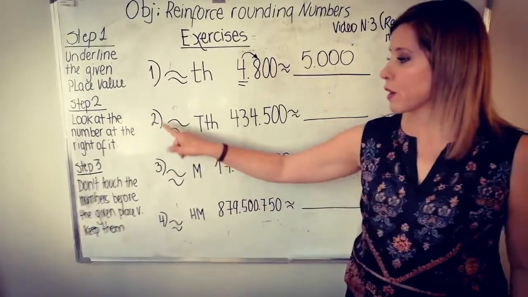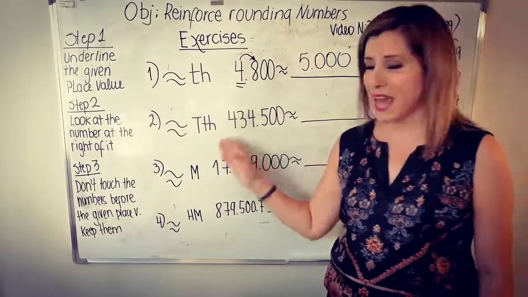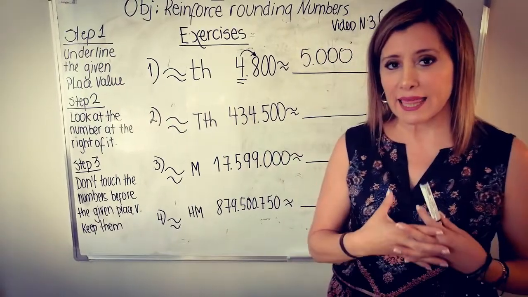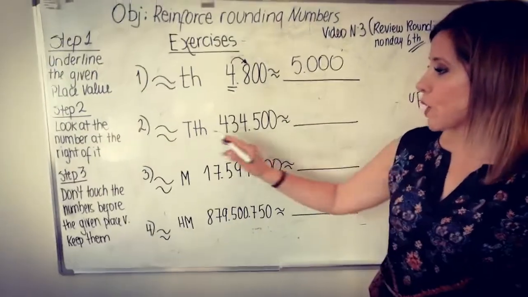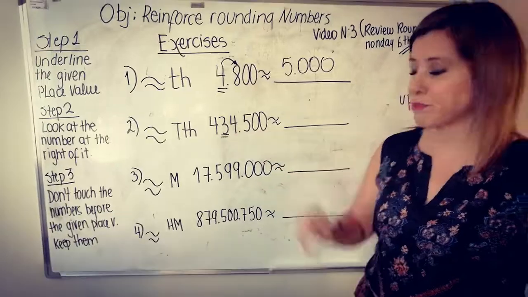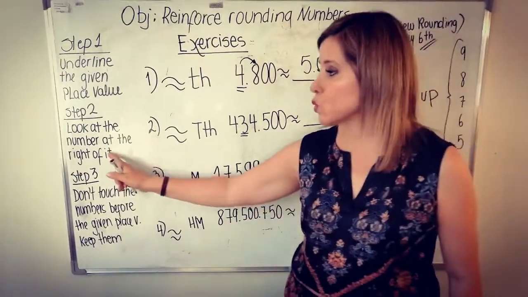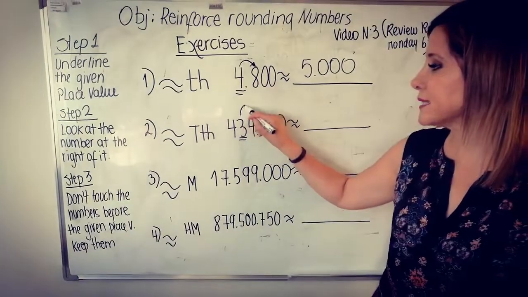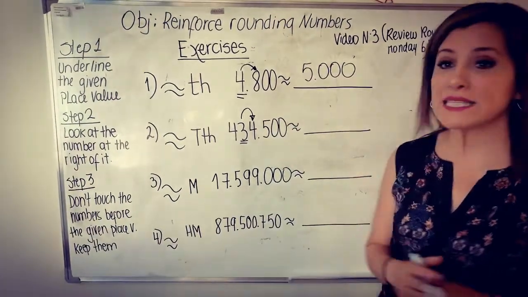Now, number 2, round to the nearest 10,000. So the first step is to underline the place value. So 10,000 is number 3. Next step, number 2, look at the number at the right of it, at the neighbor. In this case, the neighbor is a 4.